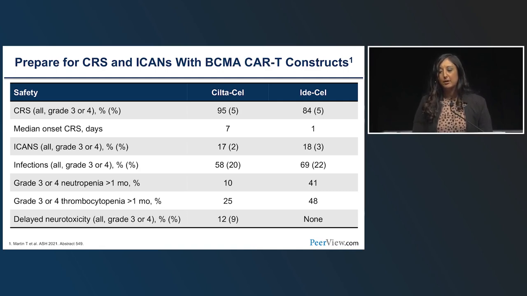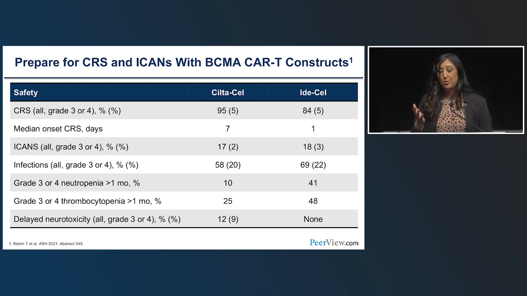ICANS, again, very low, but grade 3, 4, 2%, 3%, which is great, except you still have to monitor just in case for those patients. Infections, with our newer BCMA therapies in general, we'll probably talk about this, but grade 3, 4 is still about 20, 22% of patients get grade 3, 4 infections. Again, these patients had 6 lines of therapy going in here.